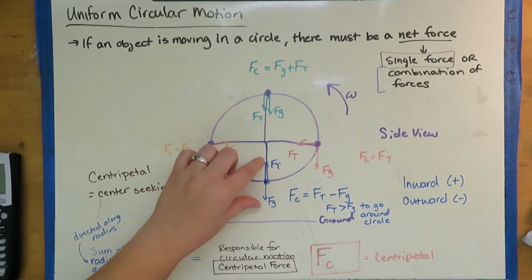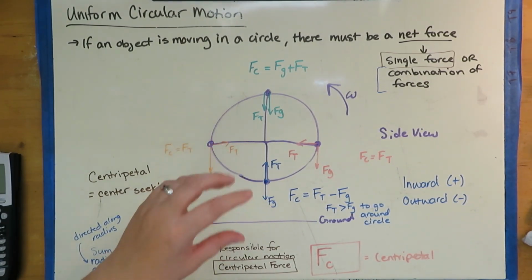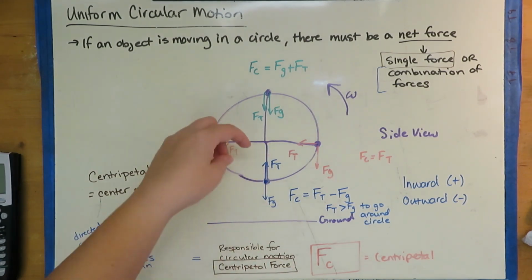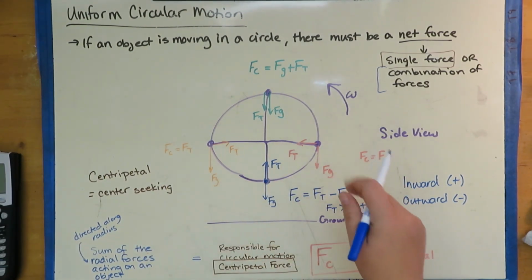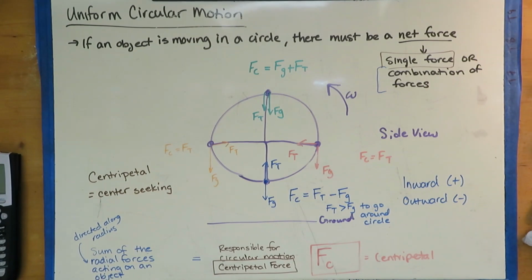Anytime you have these forces pointing in two directions, your centripetal force must point towards the center to go in the circle. It cannot be zero. If you're at zero, it goes in a straight line. So for it to continue around the circle, my tension force must be bigger than gravity.